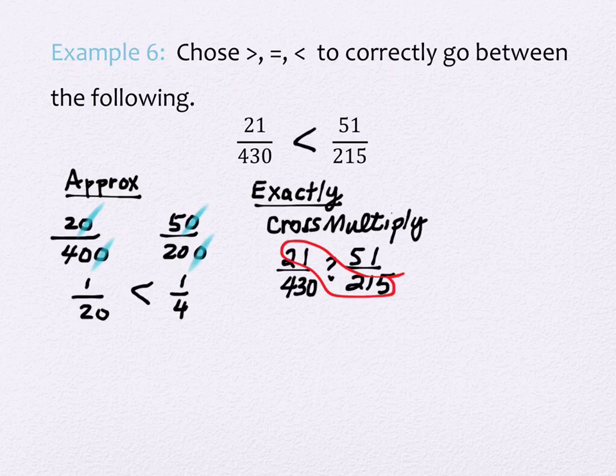Right, 21 and 215. So do 21 times 215. And again, we're questioning what in the world is between them. And then the other 2 that I would be multiplying are what? Right, 51 and 430. So just for fun, let's actually do the multiplication. What do we get when we multiply 21 times 215?